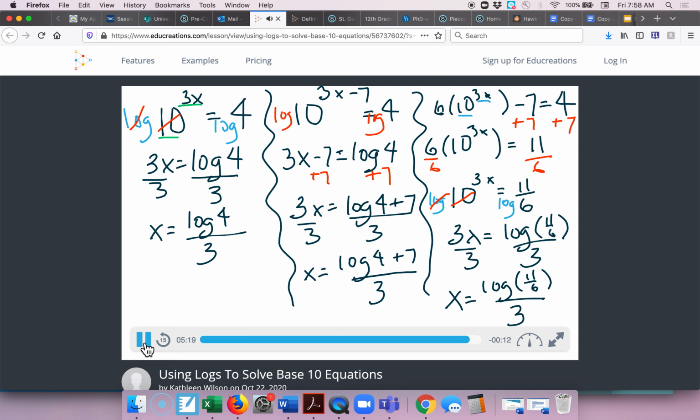Right, so if you need to watch this multiple times, or if you want to copy any of these into your notes, that would probably be a great idea because we're going to be using logs to solve exponentials quite a bit.